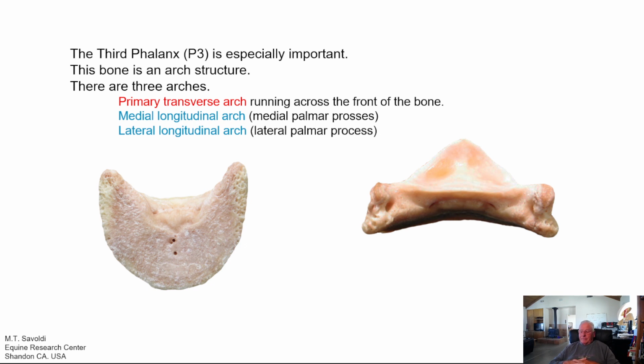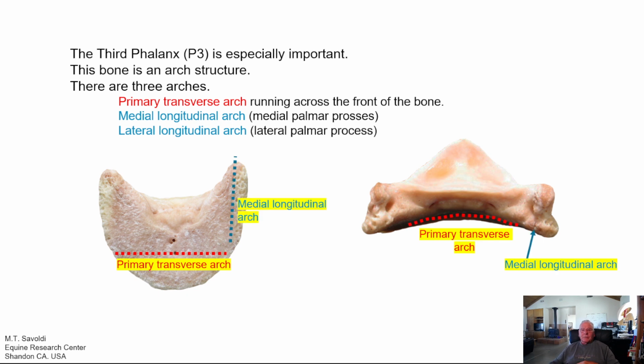Your primary transverse arch runs across the toe of the bone in this area. This is a very important area for the horse. It maintains stability and balance for the horse's foot. I can't stress enough how important the transverse arch on the P3 bone is. And then we have 2 other arches. We have the medial longitudinal arch and the lateral longitudinal arch.